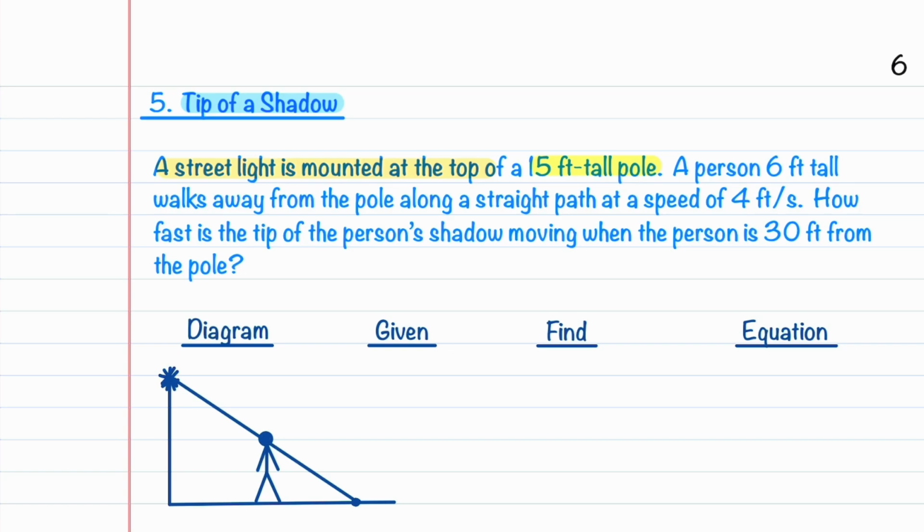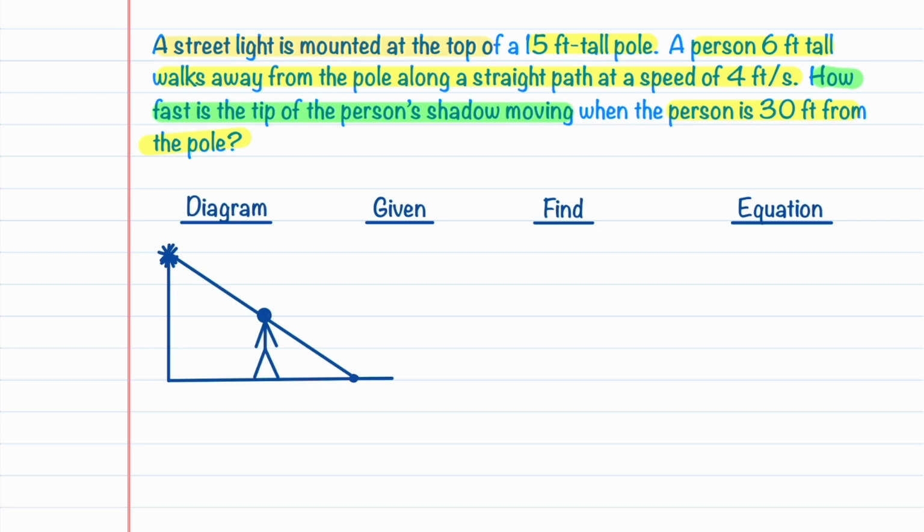We're told that a person 6 feet tall walks away from the pole along a straight path at a speed of 4 feet per second. We want to find how fast is the tip of the person's shadow moving when the person is 30 feet from the pole.